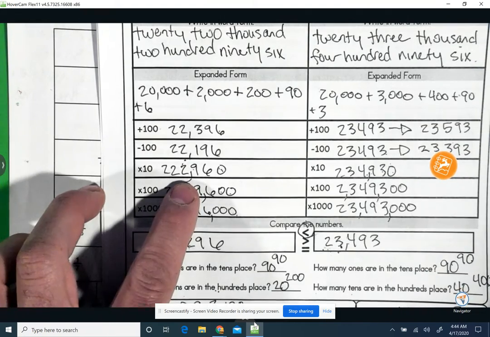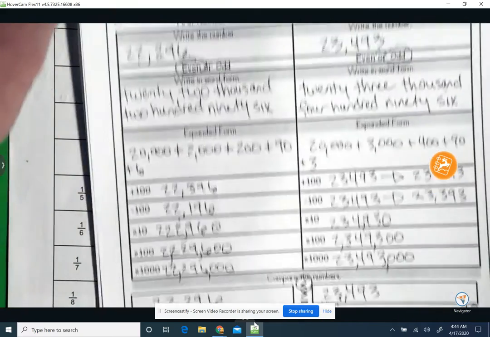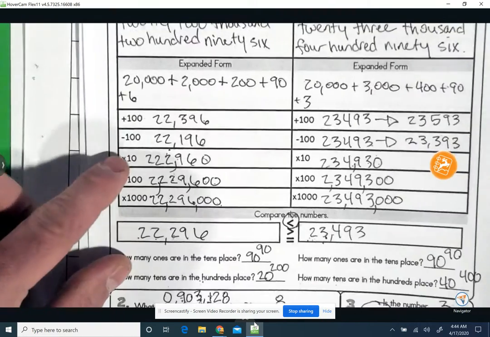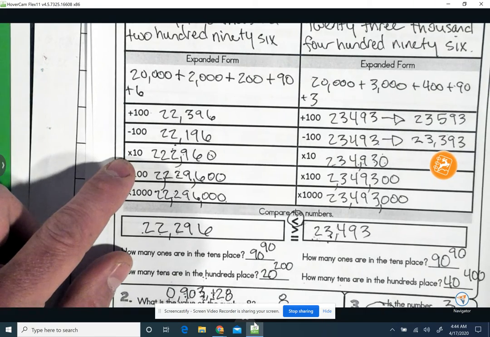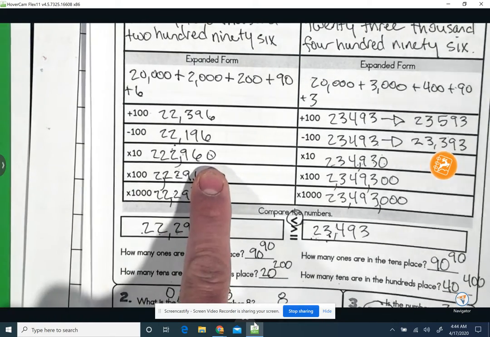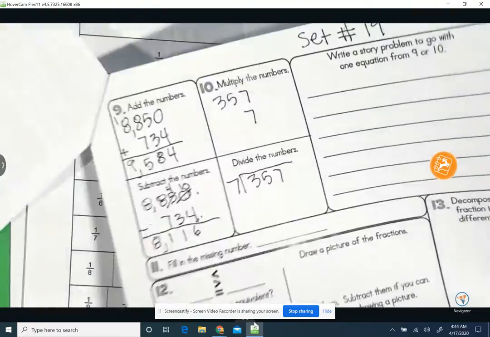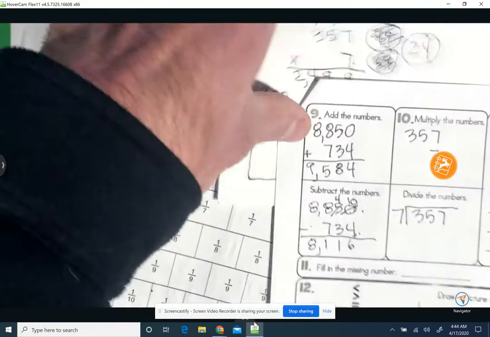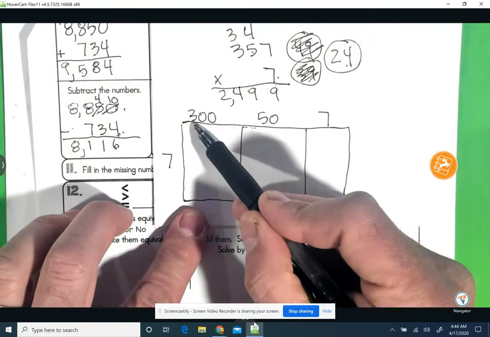Well, what we did here is we simply multiplied 22,296 times 1, right? And we got 22,296, and then we added the 0. Okay, we're going to do the same exact thing, but we're not going to be multiplying by 1 over here. Rather, we are going to be multiplying by 3 first.